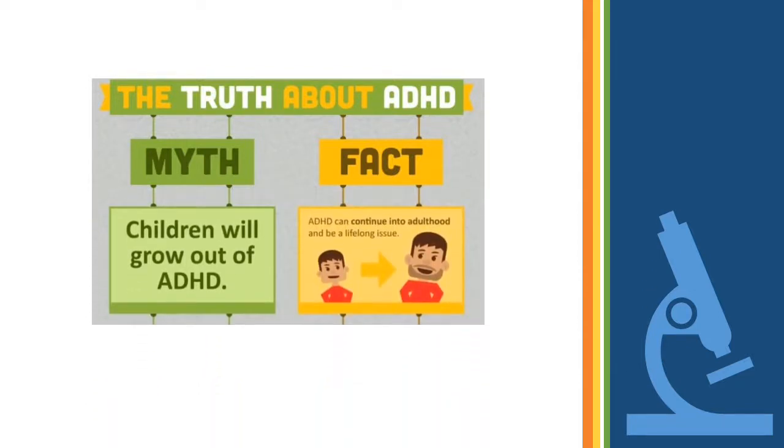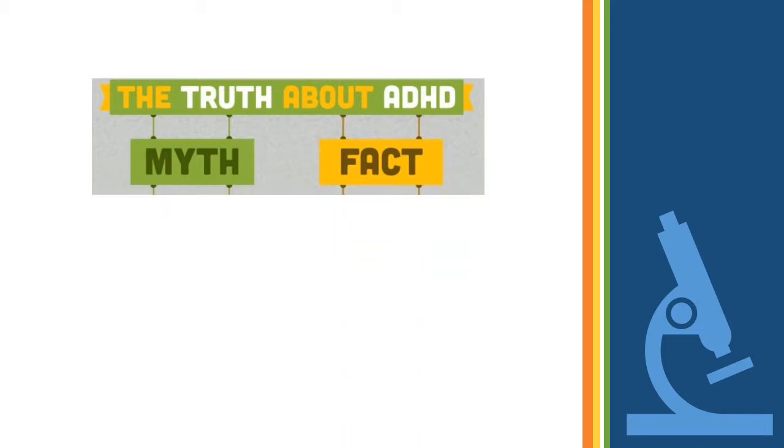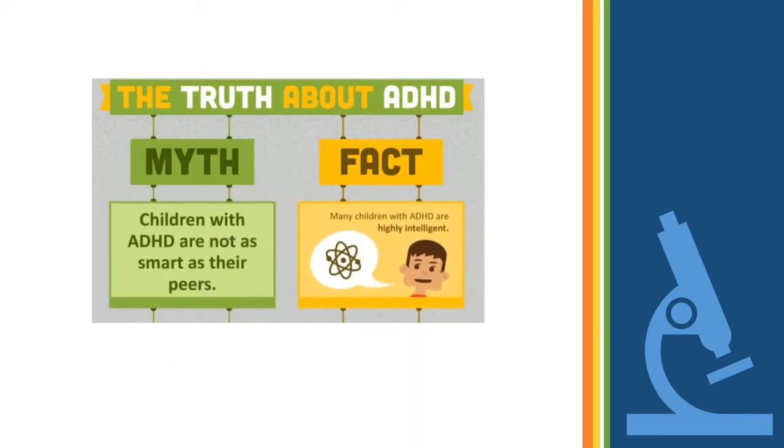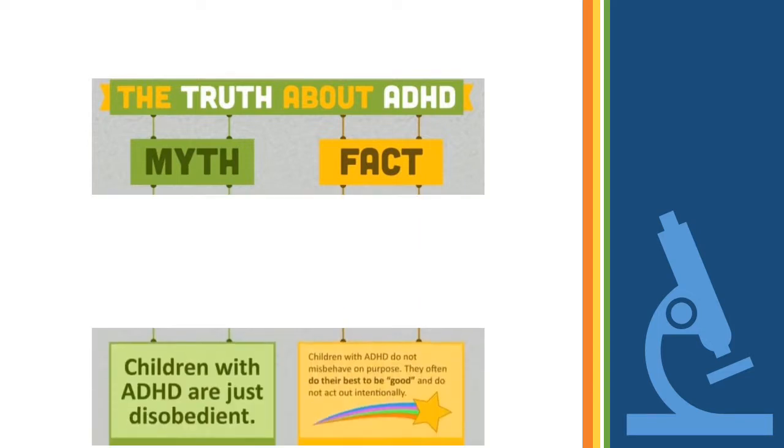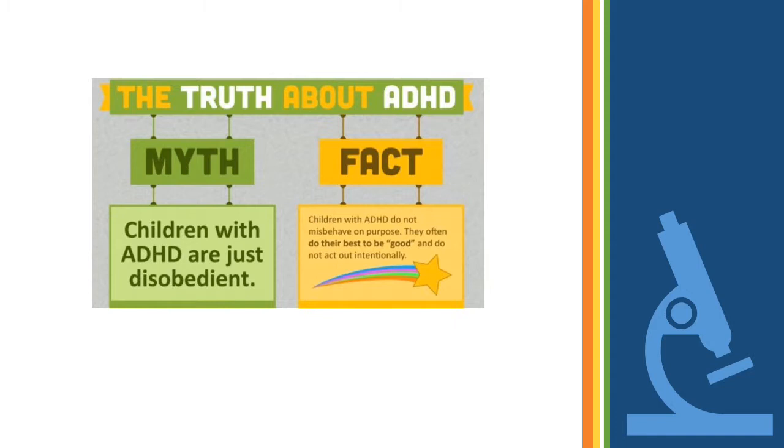Myth, children will grow out of ADHD. Fact, ADHD can continue into adulthood and can be a lifelong issue. Myth, children with ADHD are not as smart as their peers. Fact, many children with ADHD are highly intelligent. Myth, children with ADHD are just disobedient. Fact, children with ADHD do not misbehave on purpose. They often do their best to be good and do not act out intentionally.